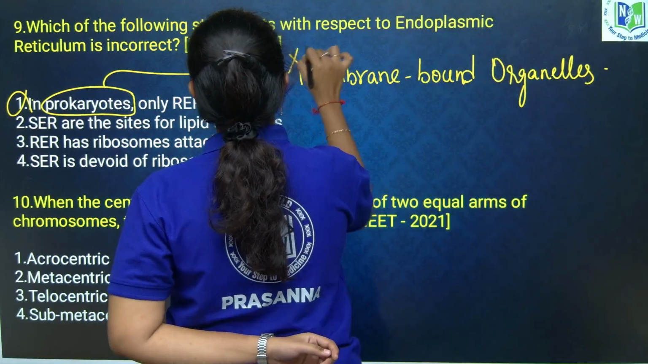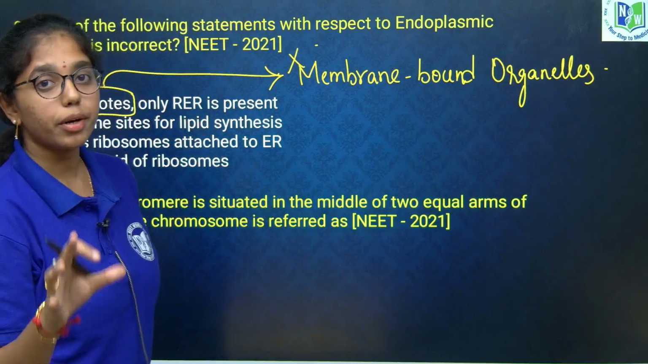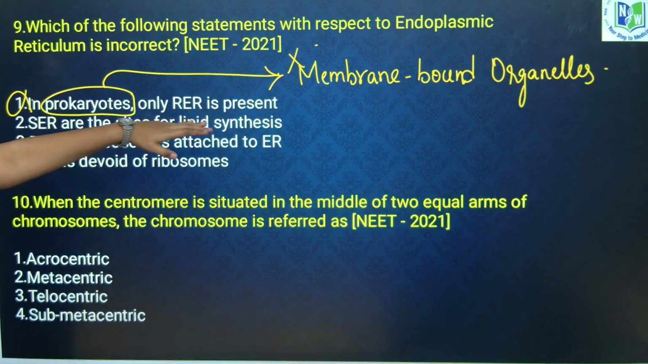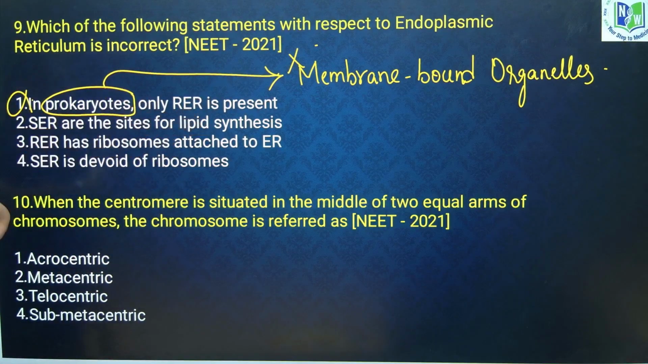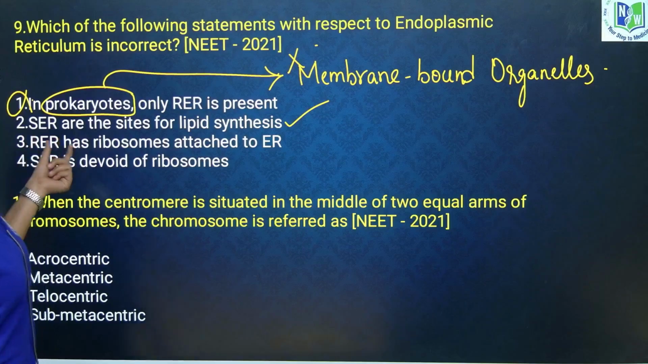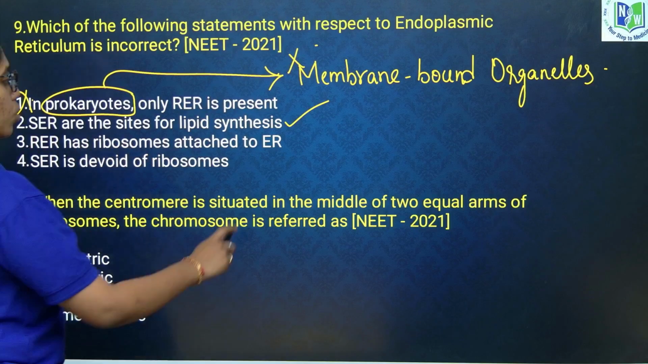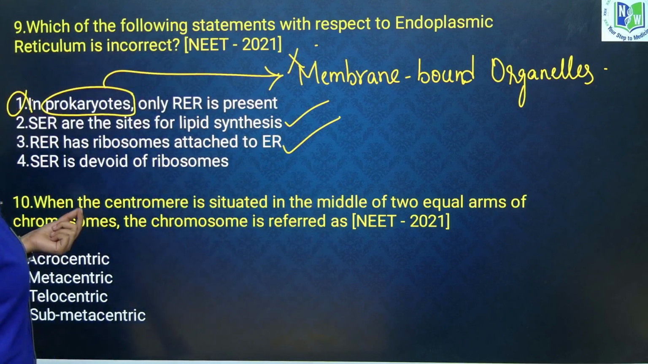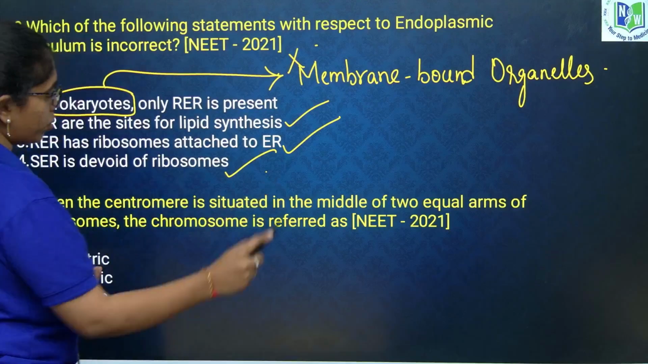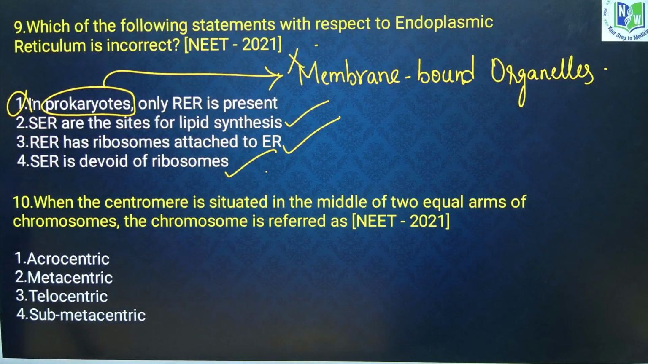Okay, they don't have membrane bound organelles, they don't have a membrane bound nucleus, that is why they are called prokaryotic cells. So they don't have RER. This statement 1 is wrong. SER synthesizes lipids and steroids. True. RER has ribosomes attached to endoplasmic reticulum. SER is devoid of ribosomes. True. So yes, option 1 is our answer.